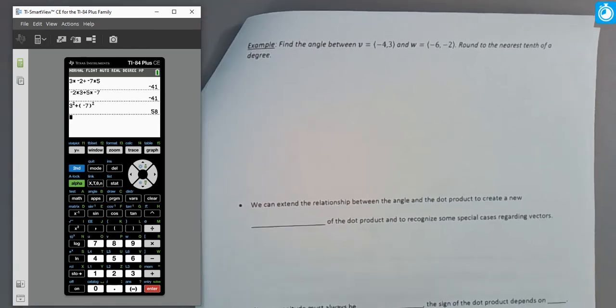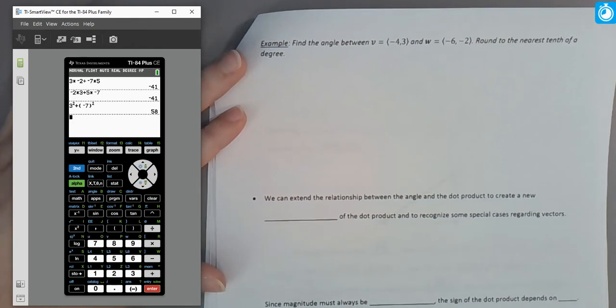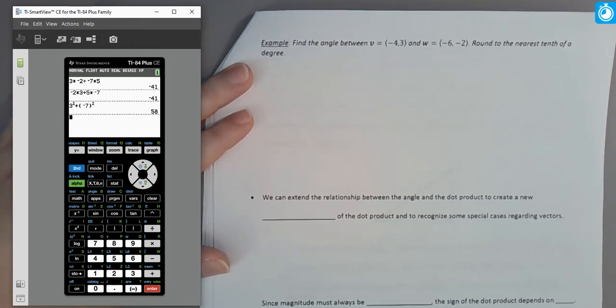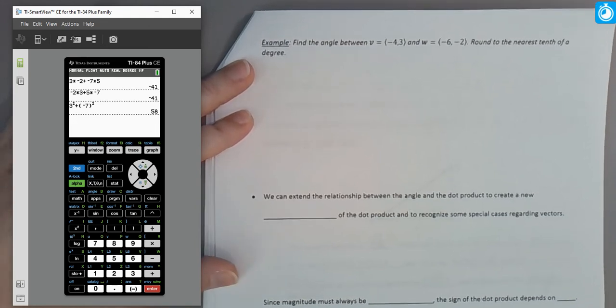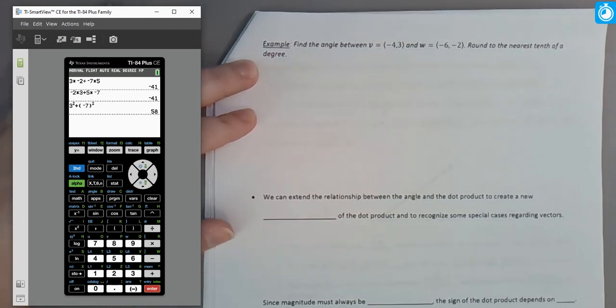We can determine just based on how their direction angles relate to one another. But if our vectors are in component form, this is going to be one option for determining how they relate to one another. So we want to find the angle between this V and this W, where V has components -4 and 3, and W has components -6 and -2. And we want to round to the nearest tenth of a degree.